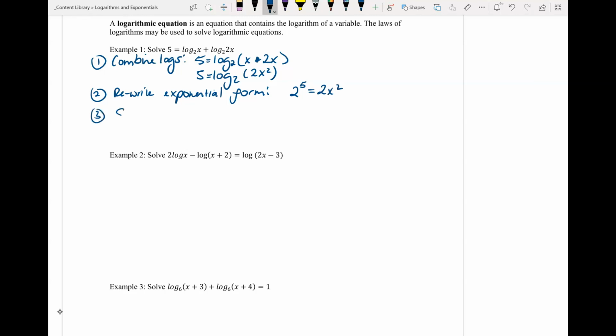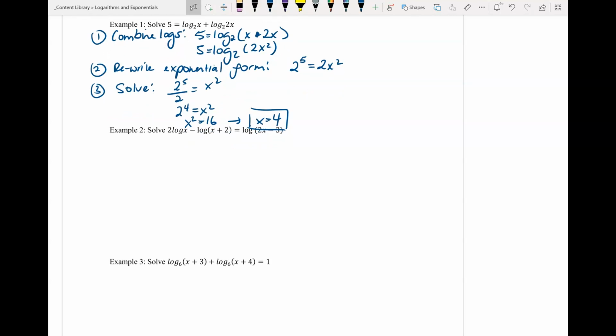Then our last step is to solve. So what I can do is divide both sides by 2. Then we're going to get 2 to the power of 4 is equal to x squared. 2 to the power of 4 is 16. Square root both sides, so x is equal to 4, and that is our answer.